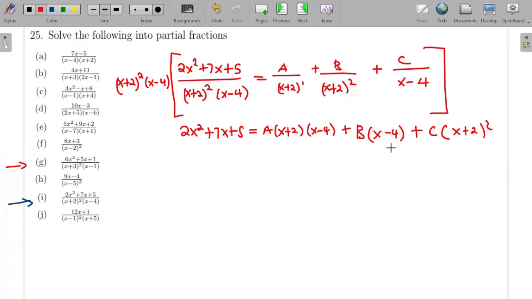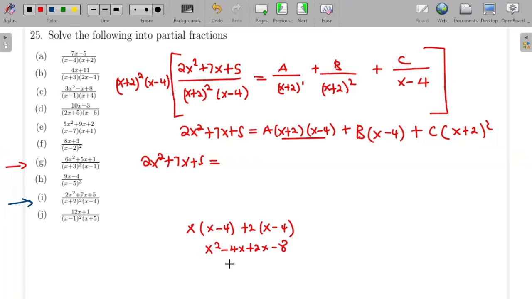Okay, so for us to find the value of A, B, and C, we need to expand the right-hand side. So this will be 2x squared plus 7x plus 5 is equal to, let's expand this. So that will be x multiplied by (x minus 4), and then plus 2 multiplied by (x minus 4). So this gives me x squared minus 4x plus 2x minus 8. If I combine these, that will just give me x squared minus 2x minus 8. So that will be A(x squared minus 2x minus 8) plus B(x minus 4), and then plus C.